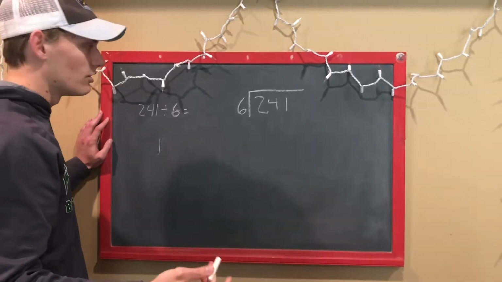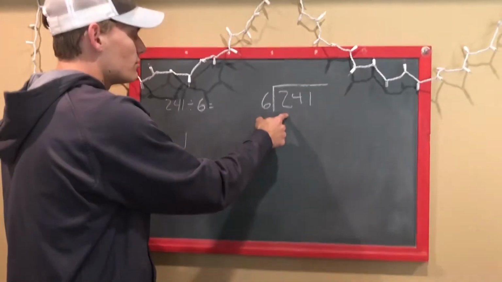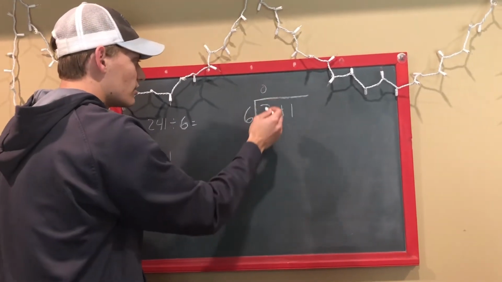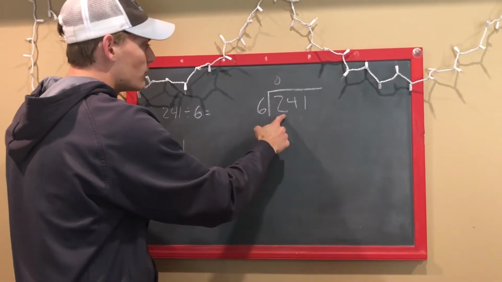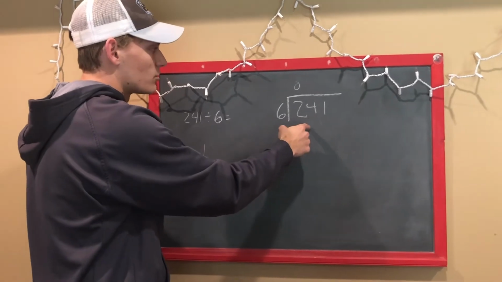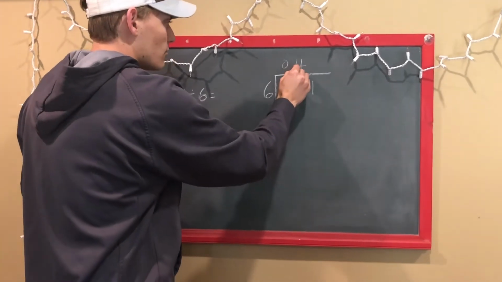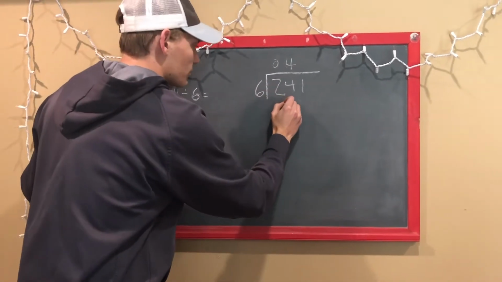So first we're going to look, how many times does 6 go into 2? No, it doesn't. So we're going to put a 0 there. And then now we move on to our next number. Does 6 go into 24? 6 goes into 24 4 times. So 4 times 6 equals 24.